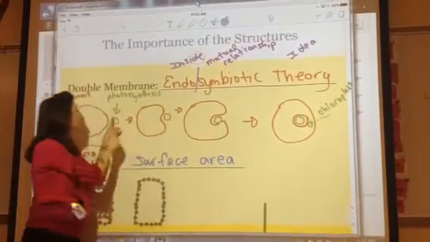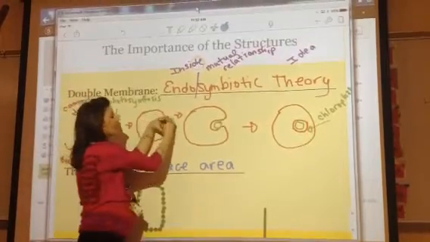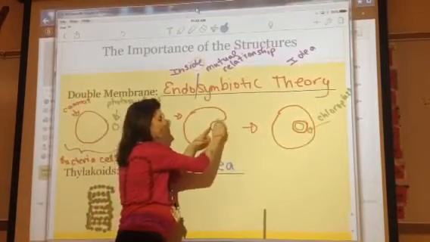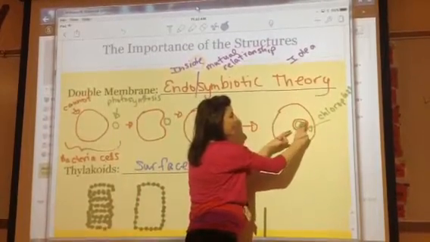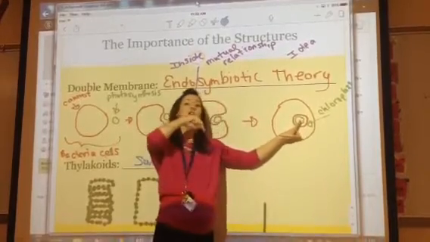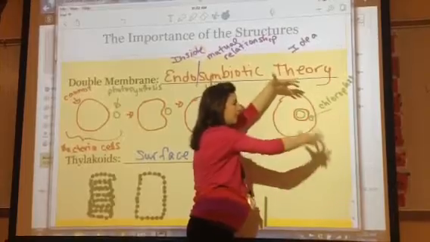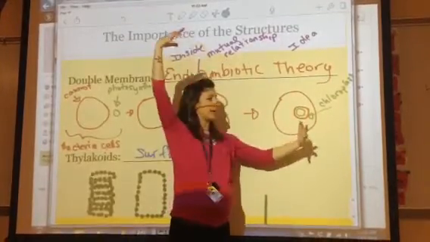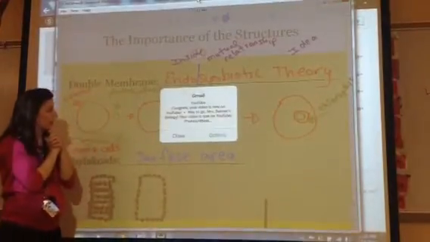So now my one bacteria cell that could do photosynthesis now has two membranes. So now I have my cell, now I have a double membrane, and this has now become my chloroplast. So it's inside of my cell, and this develops into a plant with lots of chloroplast.